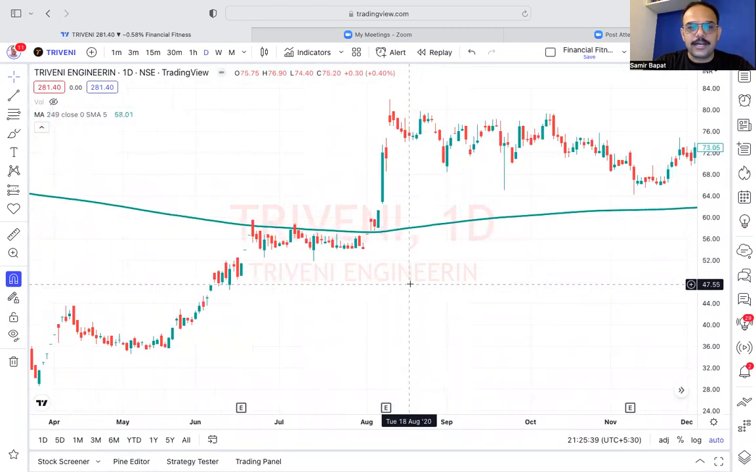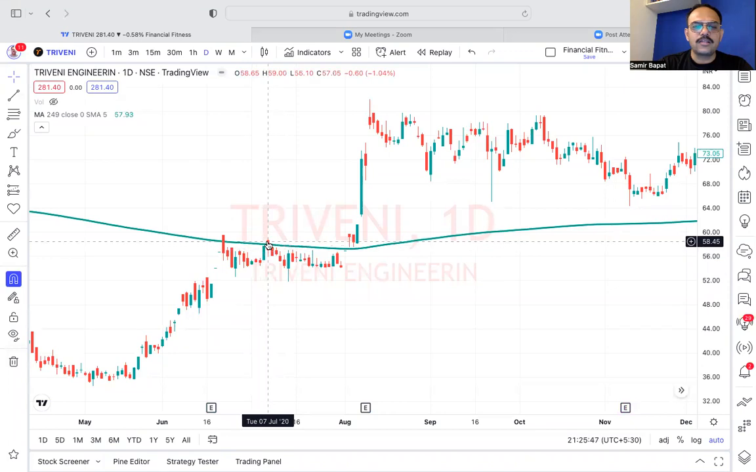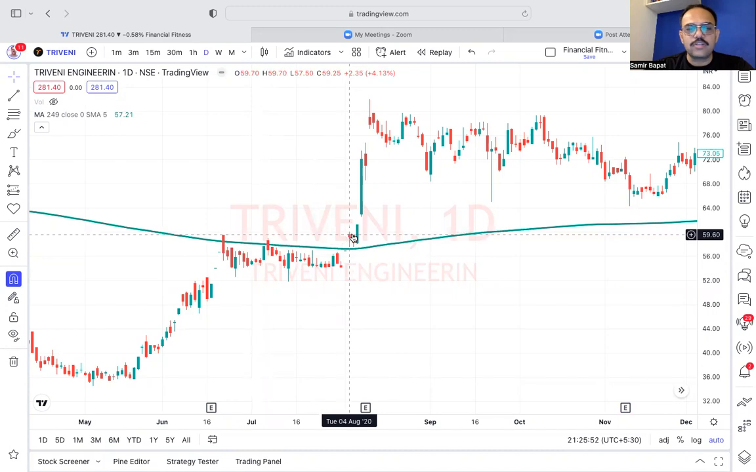Now, the trading plan is: if the price closes above the moving average. So step number one, the price has closed above the moving average. So this is where it has closed above this 249 days moving average. Everyone okay with this part? Yes, no? This is the moving average, green. It has closed above the moving average. Okay. One.